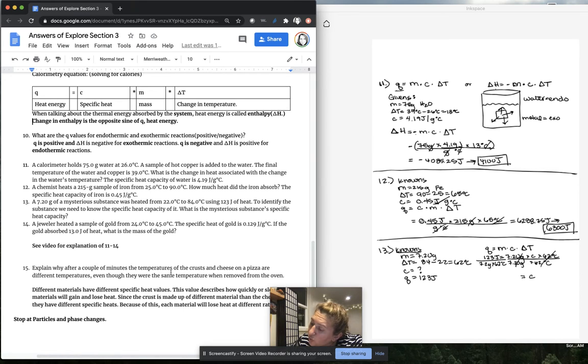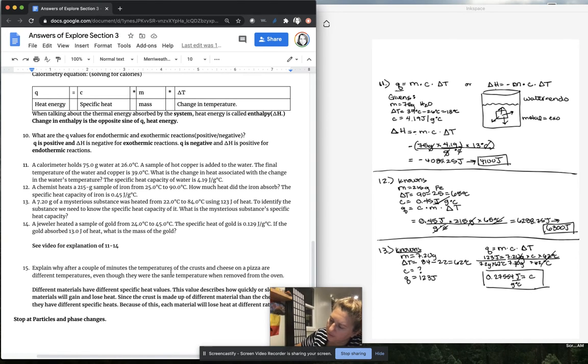C is equal to, after doing the math, 0.27554 joules per gram degree Celsius. Okay, rounding that, you can round, or you can leave the answer how it is. So let's just go ahead and leave the answer how it is on this one.